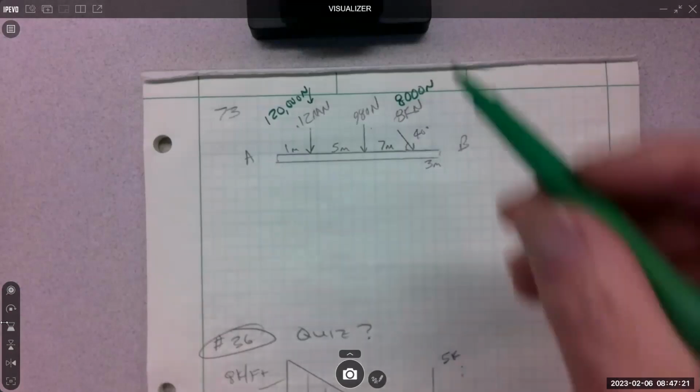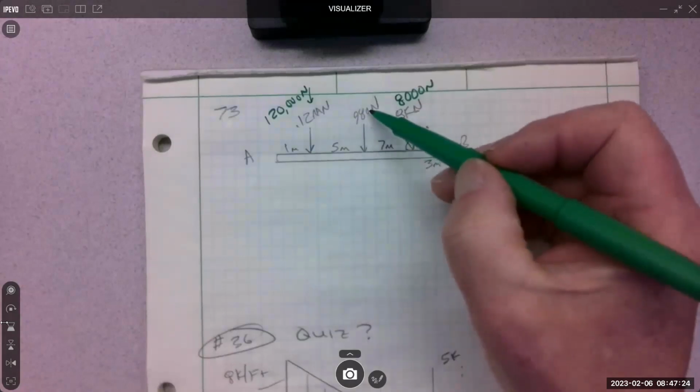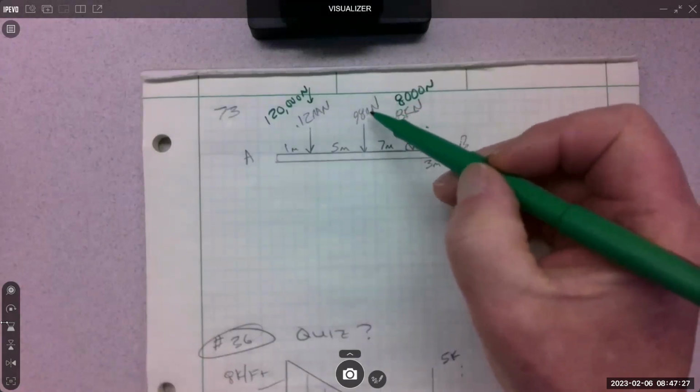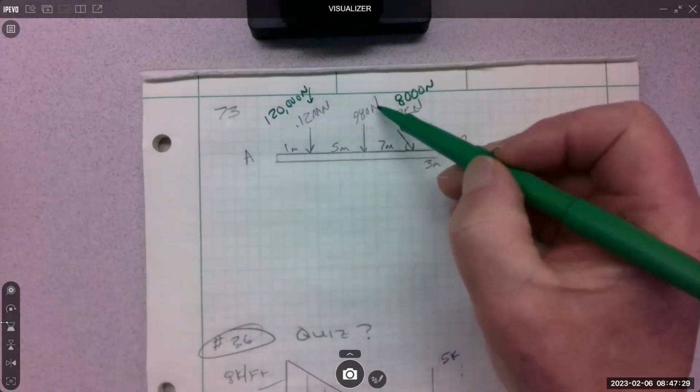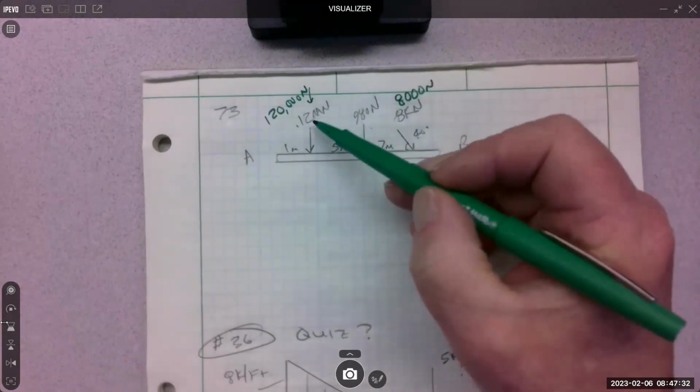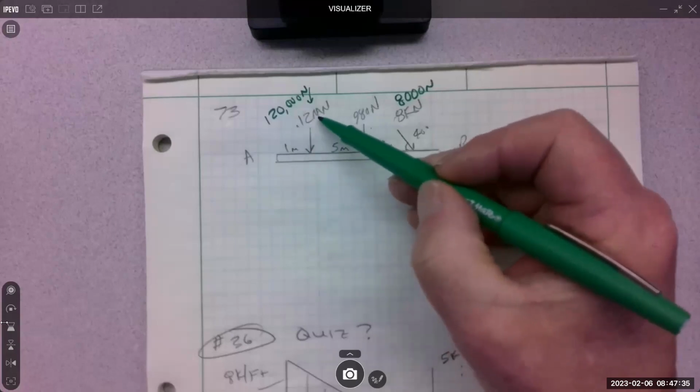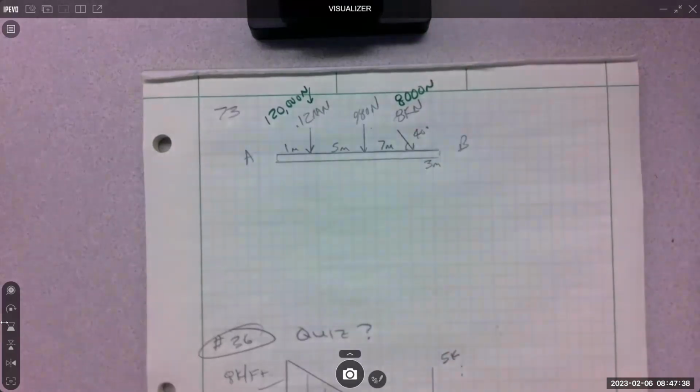If I went to kilonewtons, this would be 8 kilonewtons. This, you just move the decimal 3 places to get kilo. So that'd be 0.98 kilonewtons. And then this 12, you'd move it 3 to the right and you'd get 120 kilonewtons. So again, however you want to go about getting them all to the same unit, that would be step 1. If you didn't do that, then you ended up with a mixed unit problem, which is definitely problematic for sure. All right, so we got it all to the same unit.